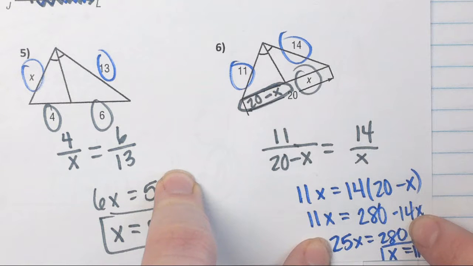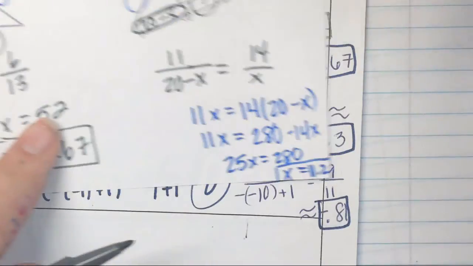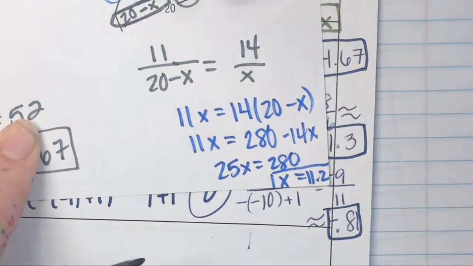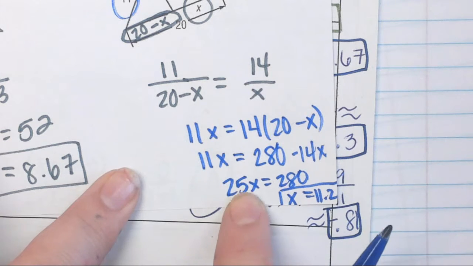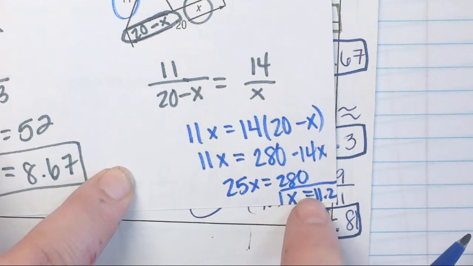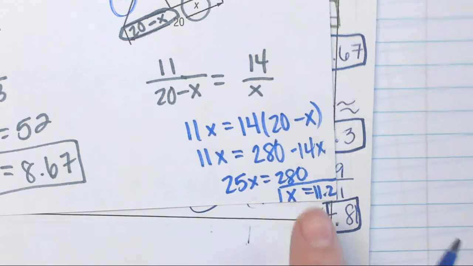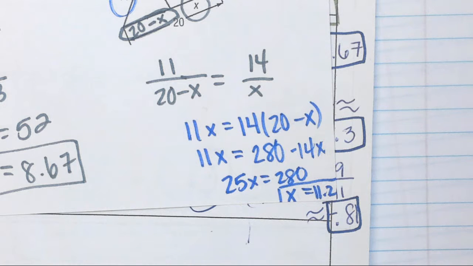No, I got 280 minus 14x. Okay, yes, we have the 11x equals 280 minus 14x. We have that. She's gone beyond that. She added 14 to both sides, got 25x equals 280. She divided both sides by 25, and she got 11.2. I didn't write all my intermediate steps because I'm at the bottom of my paper. Okay, got it now.